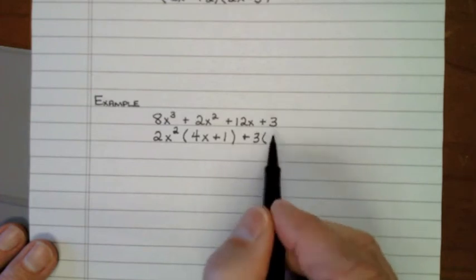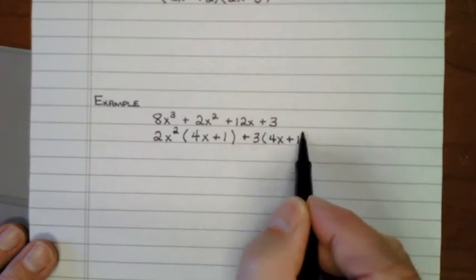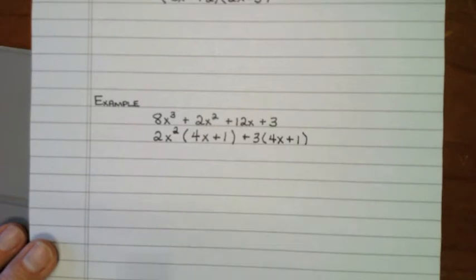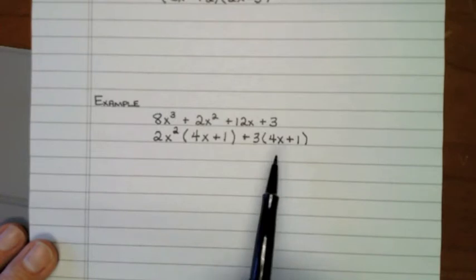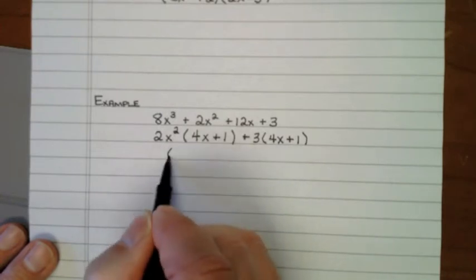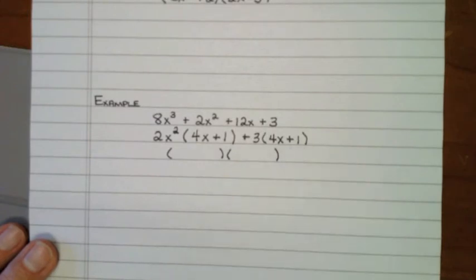12x divided by 3, 4x. 3 divided by 3, positive 1. Everything's working out fine because what's inside the parentheses right here is exactly the same. At this point, I'm ready to make 2 sets of parentheses and figure out what goes inside those parentheses.